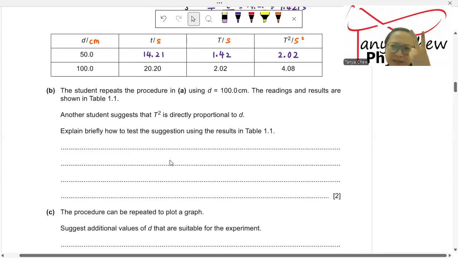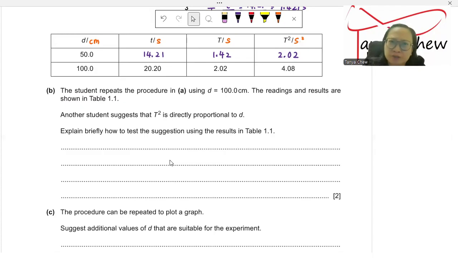I only have 2 results. When you have a lack of results, right? Only 2 results. How do I plot the graph? I cannot plot the graph, right? The best way to see whether this relationship is valid. How do we do it? Right now, whatever the student suggested, the student says that T squared is directly proportional to D.